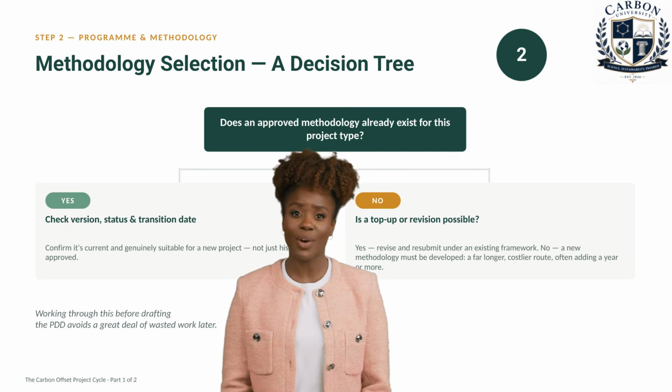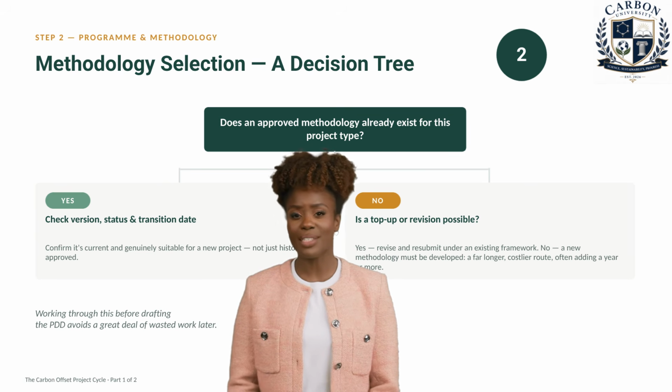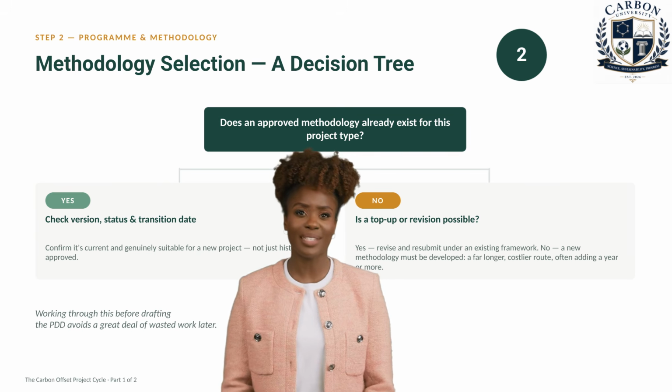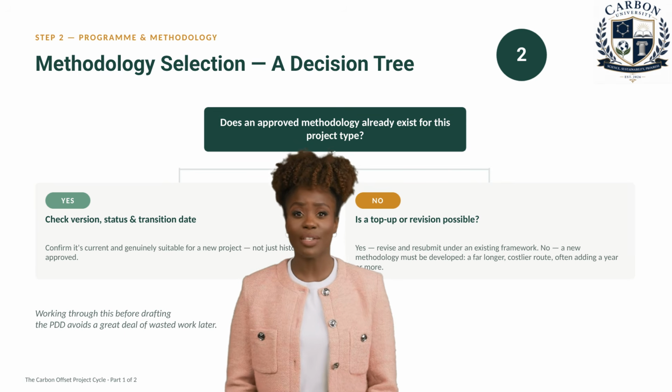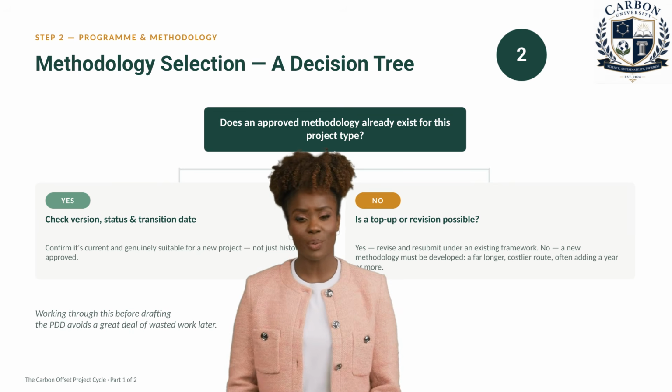Selecting a methodology drives the physical project implementation requirements. The first question: does an approved methodology already exist for this exact project type? If yes, the job becomes checking its version, current status, and any transition date, confirming it's actually suitable for a new project, not just historically approved.